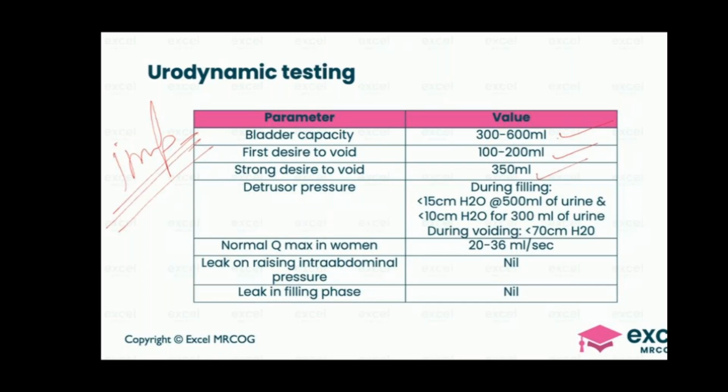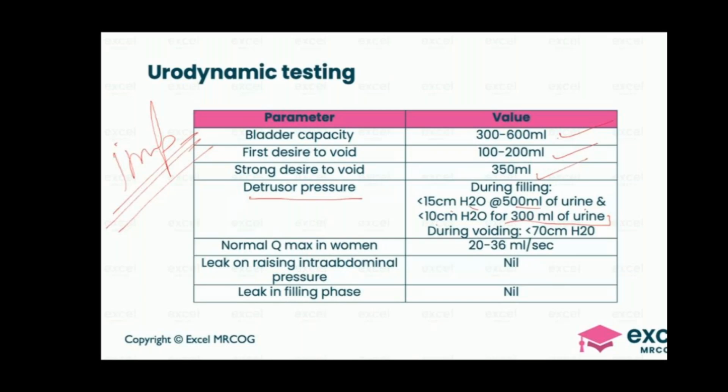Detrusor pressure, this is what I was mentioning earlier, should always be less than 15 at 500 ml of urine, and less than 10 for any value at 300 ml of urine. So what is this 300 and 500? That means if the bladder is filled to a volume less than 300, the detrusor pressure should be lower, 10 centimeter. Bladder fills a little more, 300 to 500, detrusor pressure may increase above 10, but it should be less than 15 centimeter.